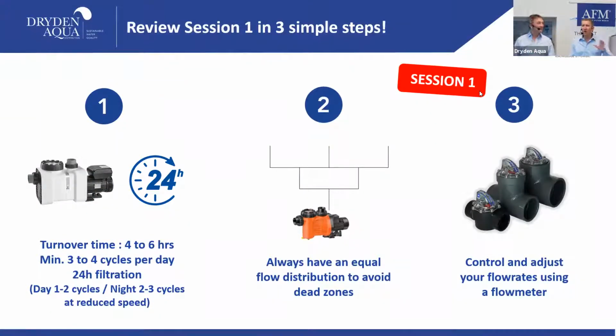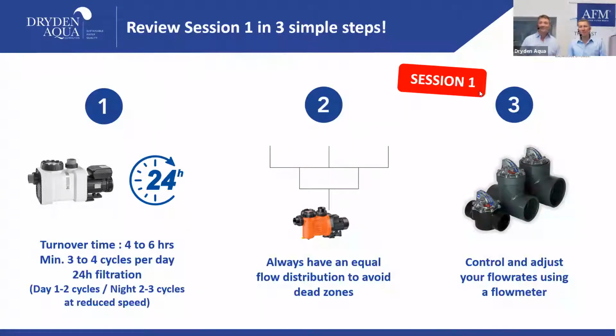Summary of session number 1 in 3 simple steps. Step number 1: turnover times in private pools should be every 4 to 6 hours, with a minimum of 3 to 4 full cycles per day. Please use variable speed pumps, so that you can slow down during nighttime, save some energy, get better filtration, and have good hydraulics. That's step number 1.